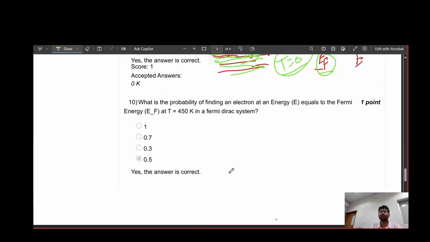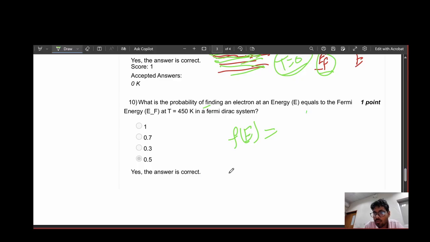So now, another question. What is the probability of finding an electron at an energy E equal to the Fermi energy EF at temperature T? F(E) is the probability of finding an electron at E equal to EF, it is asking.